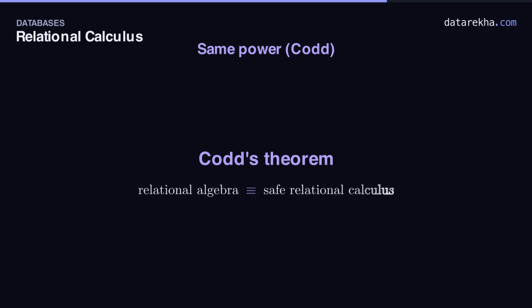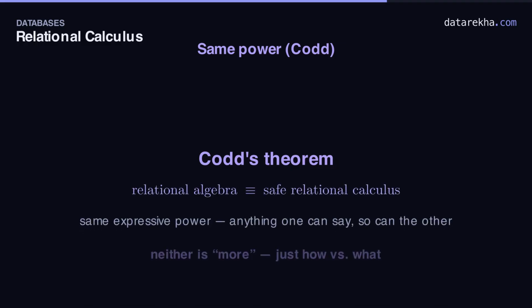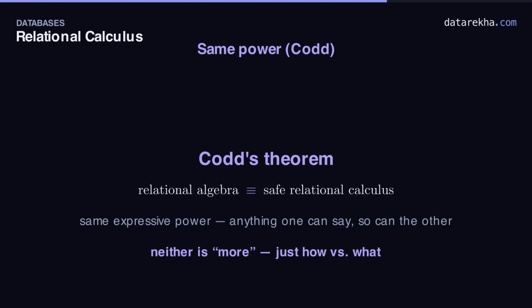That is no coincidence. It's a landmark result, Codd's theorem. Relational algebra and safe relational calculus have exactly the same expressive power. Anything you can write as a recipe, you can write as a description. So neither is more powerful. Algebra tells the machine how, calculus tells it what, and both are the bedrock under every relational database.